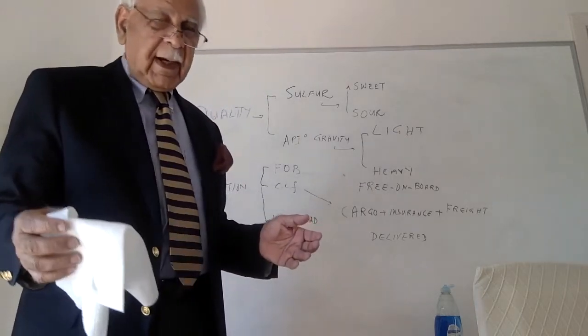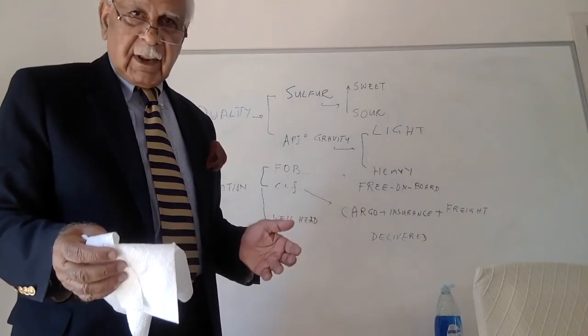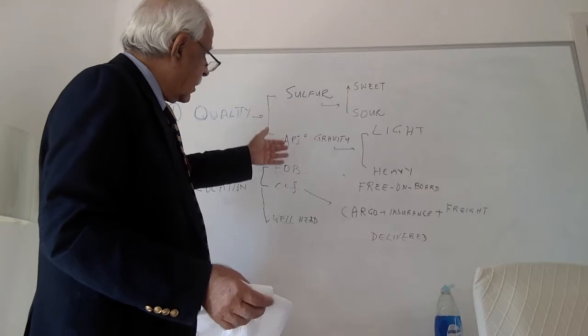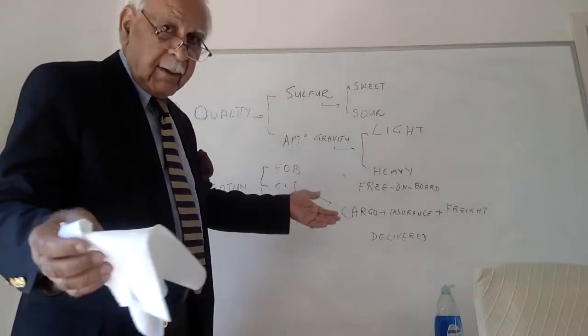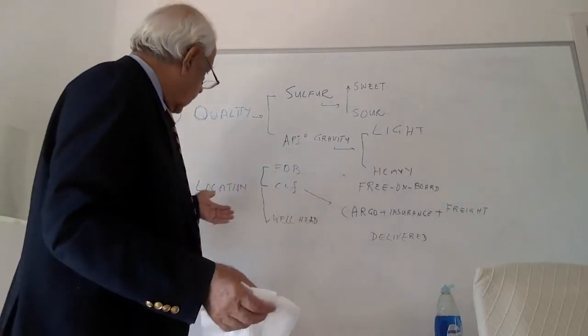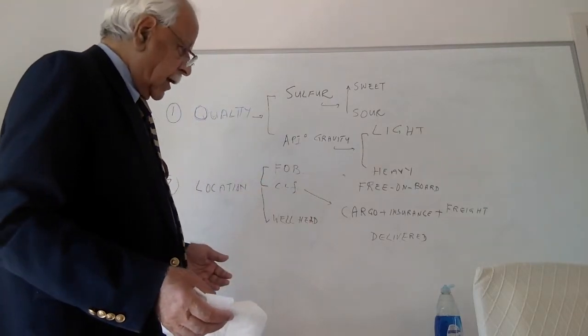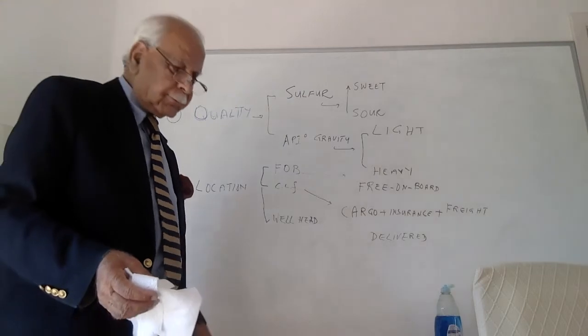When we talk about non-price, it gets a little more complex, as you can see. You're looking at the quality and sulfur content, the API gravity, and other factors. I'm making it simple. When we talk about location, it's FOB, CIF, or wellhead. It can make a big difference.